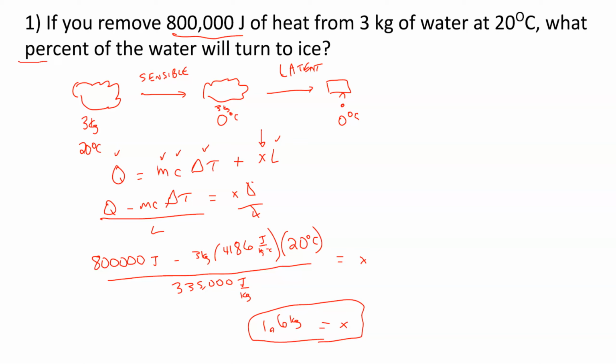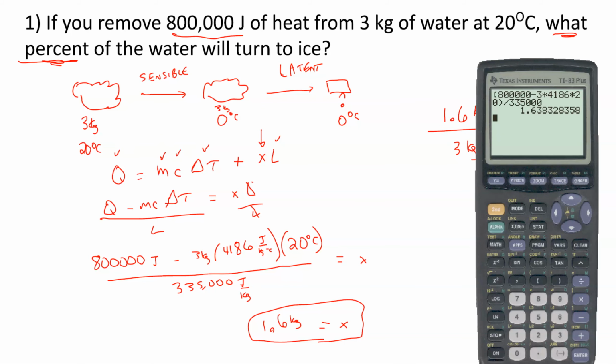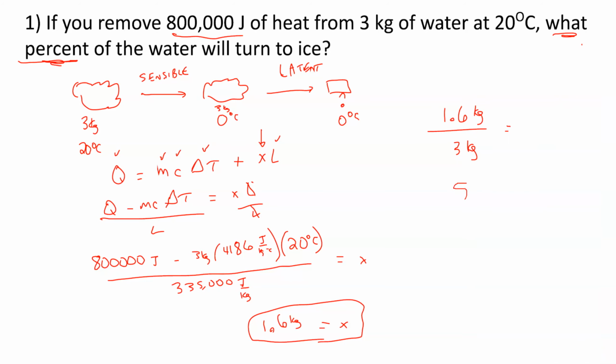They actually ask what percent. So there'd be one more little step here. I changed 1.6 kilograms of 3 kilograms. That's a little over half. And 1.6 divided by 3 would be 54.6%, something like that. Okay, that would be the percent ice. All right, great. Let's see what else we got.